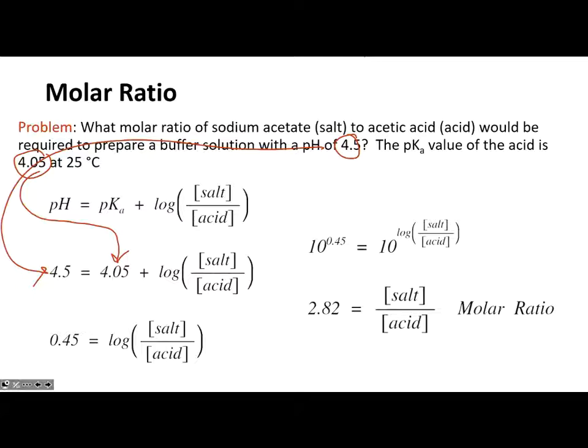So on the left side, it would be 10 to the 0.45 equal to 10 to the log base 10 of the salt over the acid, right? So we can actually, in your calculator, solve for 10 to the 0.45. That's a number. It turns out to be 2.82 once you put it in your calculator. That would be equal to, then, remember, the 10 to the x and the log cancel, and that would just leave you the salt over the acid as a concentration, right? And that's our answer to this question. So the molar ratio of salt over acid is 2.82, right? Questions on that? Why would we ever do that?